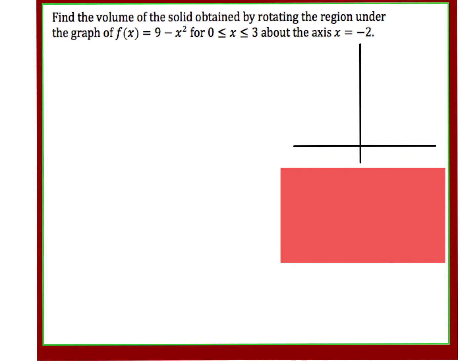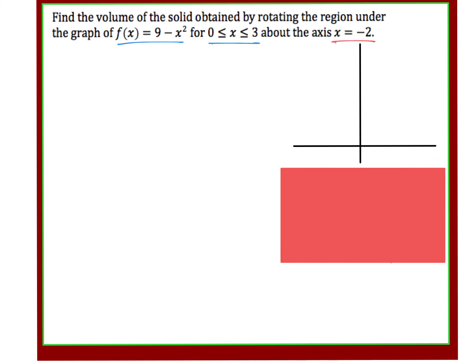Here we go. Who is called upon? TJ, pick somebody. Quickly. Elijah. Go. Find the volume of the solid obtained by rotating the region under the graph of f of x equals 9 minus x squared, for 0 less than or equal to x less than or equal to 3, about the axis x equals negative 2.